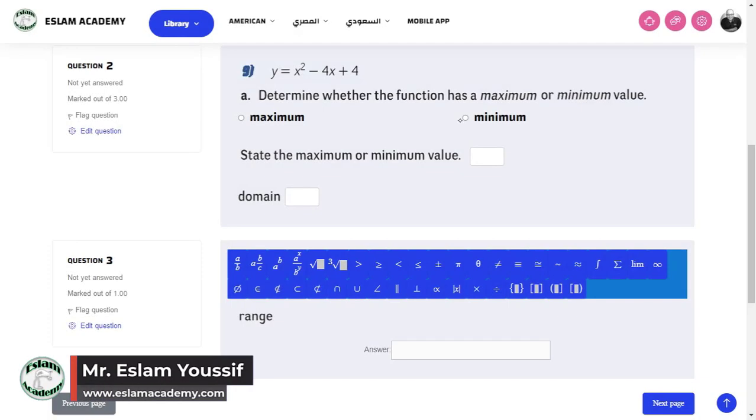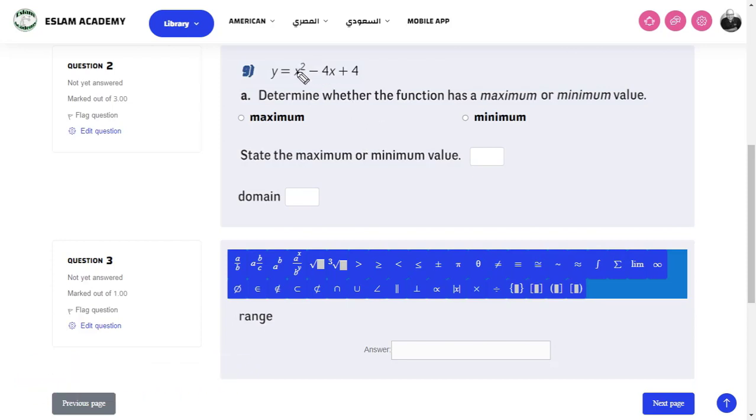In this problem, we need to determine whether the function has a maximum or minimum point. To find that, we just need to look at the coefficient of x power 2. The coefficient of x power 2 is positive. It means the parabola is open upward. Once the parabola is opening upward, we have a minimum point.